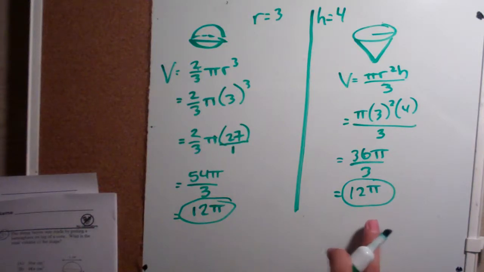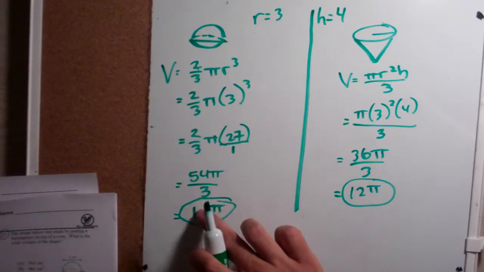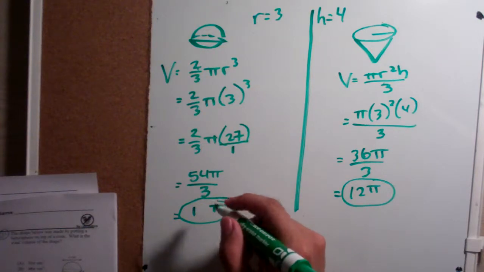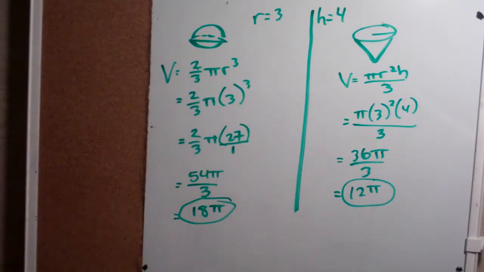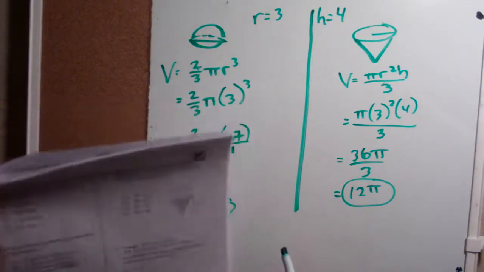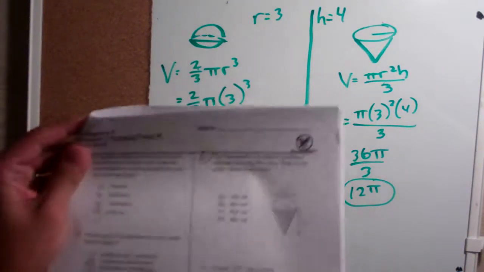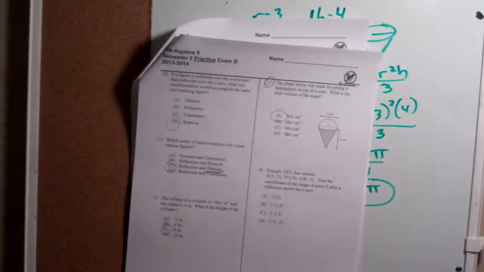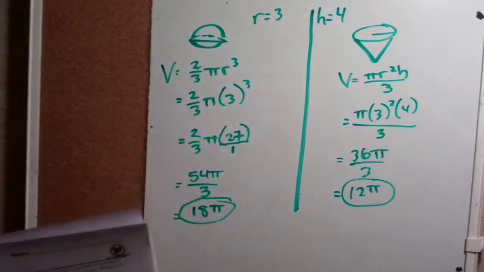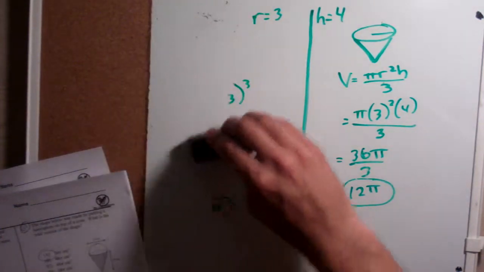Actually, I made a mistake. For this one right over here, 3 can go into 54 actually 18 times. Okay, there we go, all fixed. So in order to find the entire shape for this kind of weird shape over here, I'm going to add both of these numbers, 18 pi and 12 pi, and we're going to get that this is 30 pi. So it's 30 pi centimeters cubed. Okay, good.